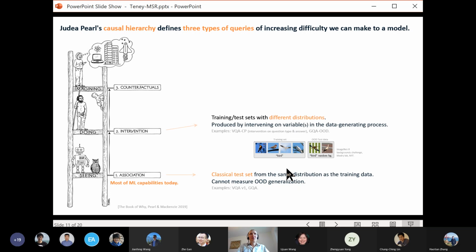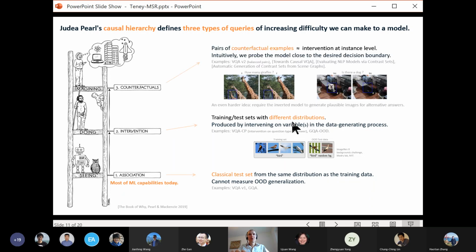More interestingly, the second level, the intervention, that corresponds to datasets like VQA-CP. That's datasets where we have a different distribution between the training and the test set. And we can interpret this shift in distribution as an intervention on some variables in the data generating process. And so it's in this sense of an intervention that these datasets can be seen as level 2 interventional queries.